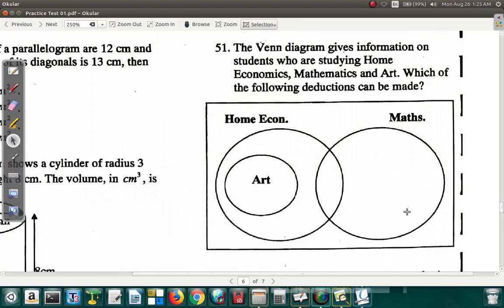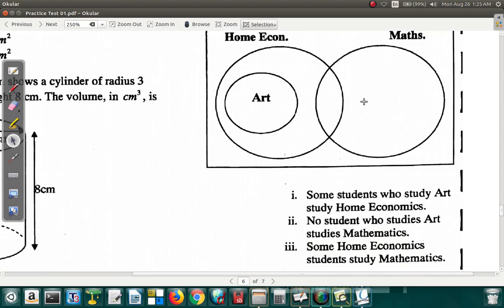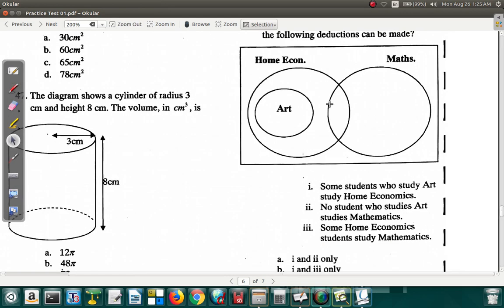Now, the Venn diagram gives information on students who are studying home economics, mathematics, and arts. Home ec, mathematics, arts. You see the Venn diagram here. Which of the following deductions can be made? I could zoom out a bit. Which of the following deductions can be made? One: some students who study art study home economics. The thing is, I've seen this question a bit earlier, and there's a little issue with it, but we'll come to that later on.